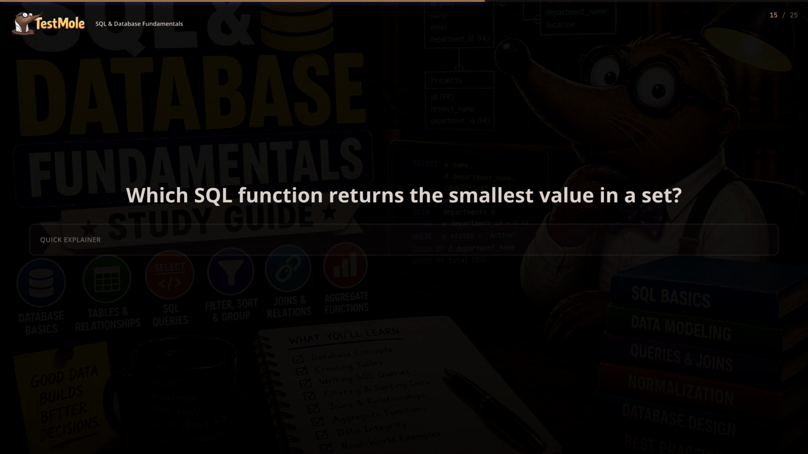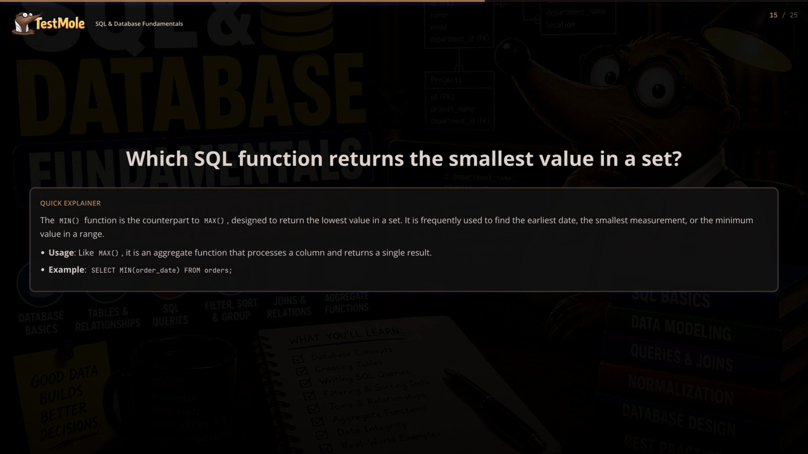Which SQL function returns the smallest value in a set? The min function is the counterpart to max, designed to return the lowest value in a set. It is frequently used to find the earliest date, the smallest measurement, or the minimum value in a range. Usage: like max, it is an aggregate function that processes a column and returns a single result. Example: select min(order_date) from orders.